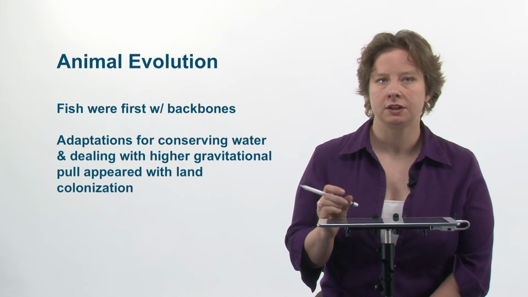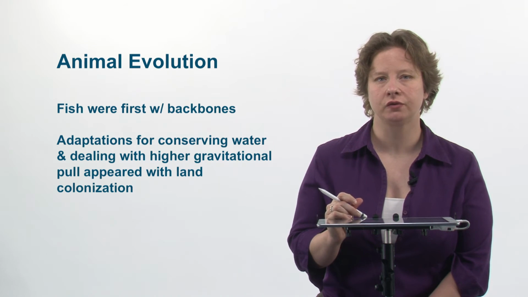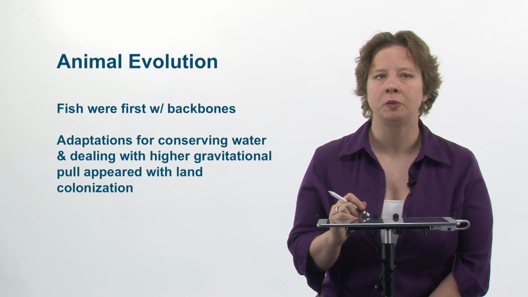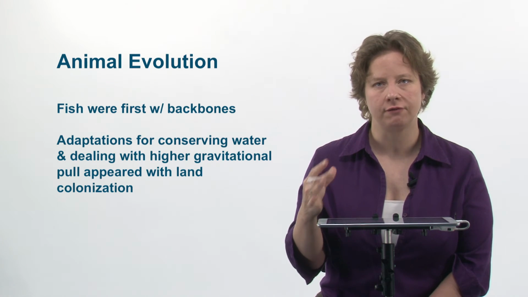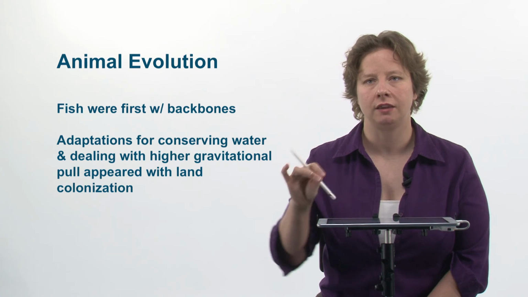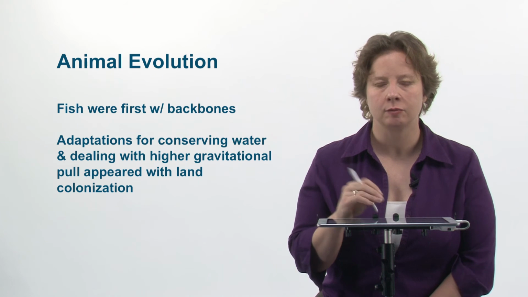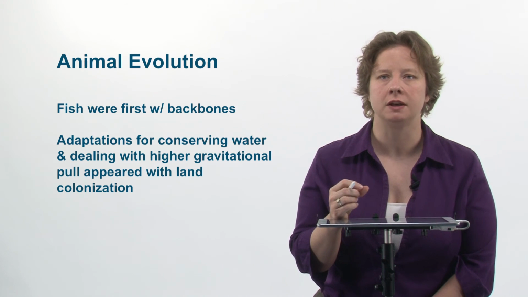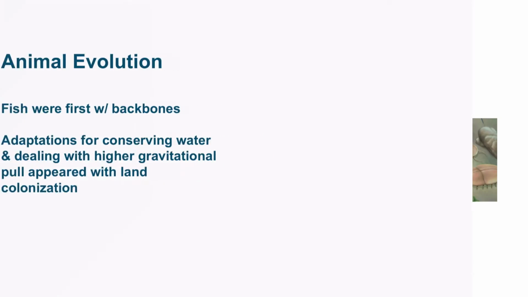Fish were the first animals with backbones, and adaptations for conserving water and dealing with a higher gravitational pull appeared when these fish evolved into an amphibian type animal that then moved onto the land. And so just like with plants, animals evolved adaptations for dealing with a drier environment and a higher gravitational pull when they moved from the water to the land.